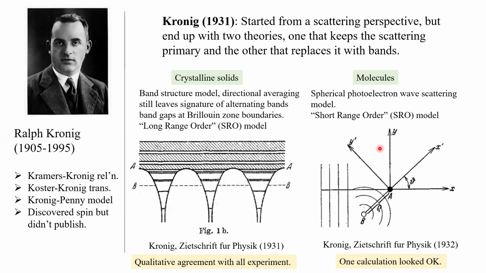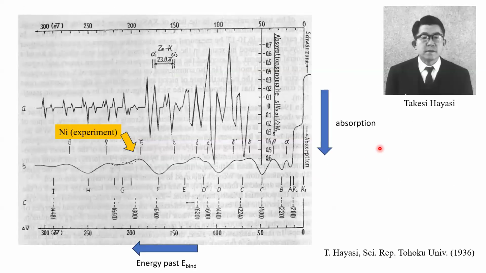This is before electronic computers, so there was one mechanical computer built to calculate scattering for XAFS in a molecule, and it looked okay. A scattering calculation looked good, but there was no other quantitative test of the theory for decades. A problem came up shortly after, though it wasn't recognized for some years how important this was. A problem came up a few years after Kronig proposed his model.